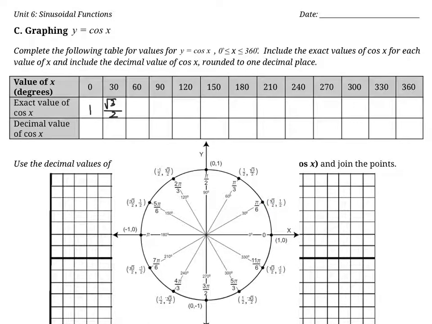So now continue filling out this chart on your own and then check back in to make sure you've got the right solutions. Now that we have the exact values for cos for all of those different x values, let's approximate their decimal values like we did before. So we know that the decimal value of 1 is 1, and we know that the decimal value of root 3 over 2 is 0.87. So let's continue this chart so that we can graph it.